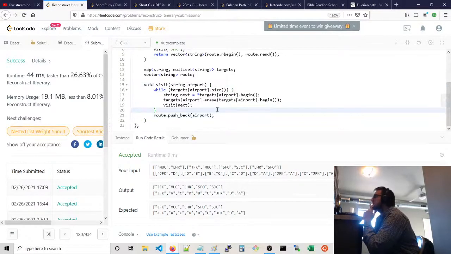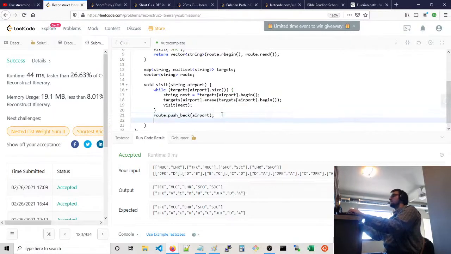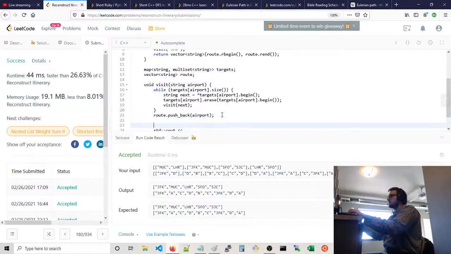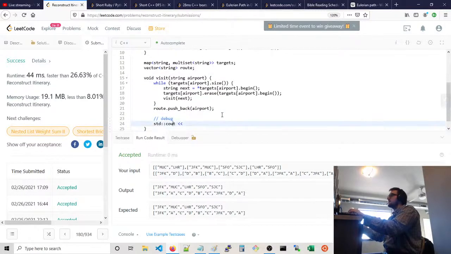Well, what we can do is basically print this debug to understand what's happening here and get a better idea. So we can say root looks like the following.